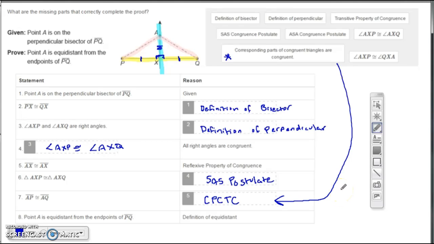Therefore, they can say that point A is the same distance from the endpoints P and Q because we know that this pink side and this pink side are congruent because corresponding parts of congruent triangles are congruent. Hope that helps.